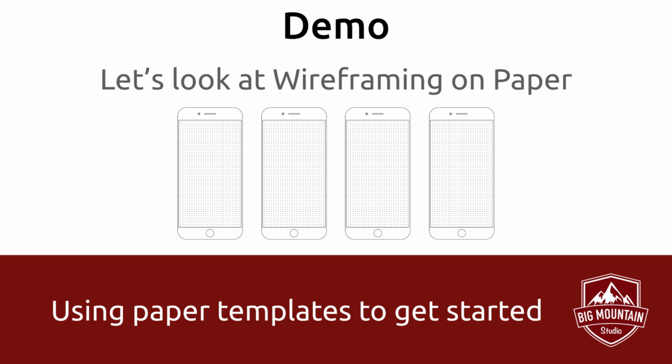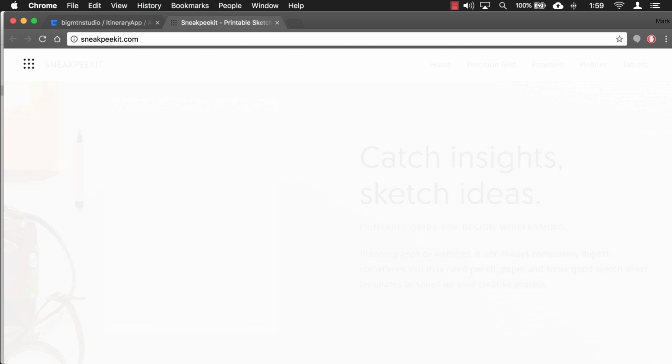Okay, now earlier I mentioned wireframing on paper. Paper is great because it's a super fast way to get down your ideas. I find that paper allows you to get down a bunch of ideas in a short amount of time without having to worry about getting things perfect. You're just drawing freehand. So one of the tools that can assist you in doing this is you can download these templates from sneakpeekit.com. So let's take a look at that website.